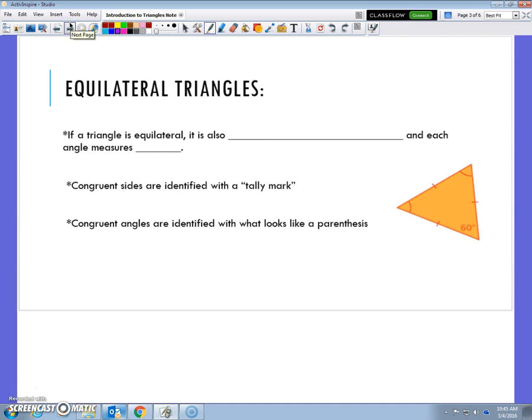It says if a triangle is equilateral, it is also equiangular. Might be a new word for you: equiangular, E-Q-U-I-A-N-G-U-L-A-R.